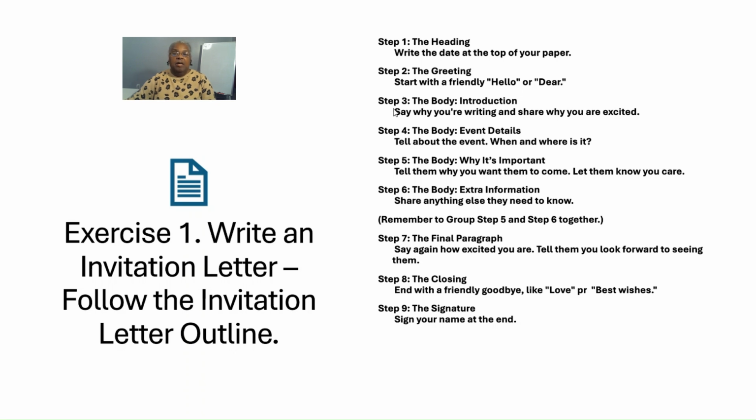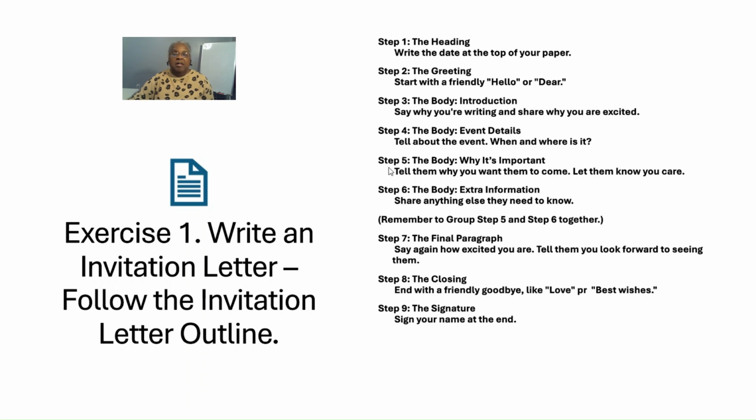Step 3, you begin writing the body of the letter. Here you would write the introduction. Say why you're writing and share why you are excited. Step 4 is also part of the body. You will write about the event details. Tell about the event, when and where it is.